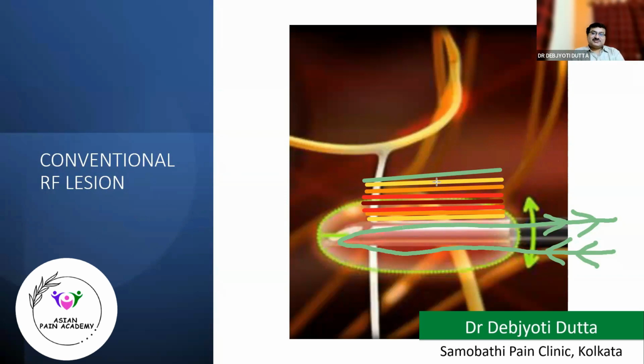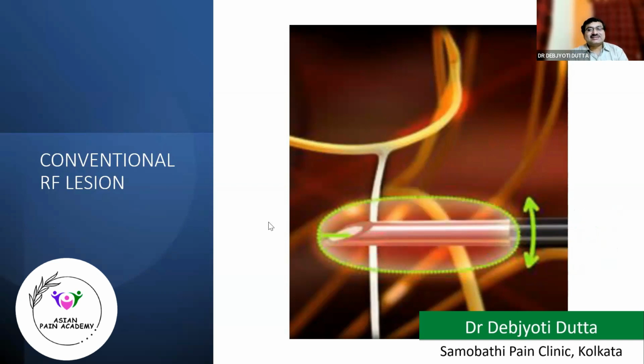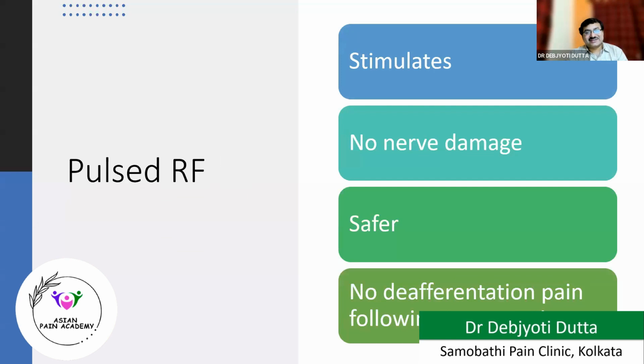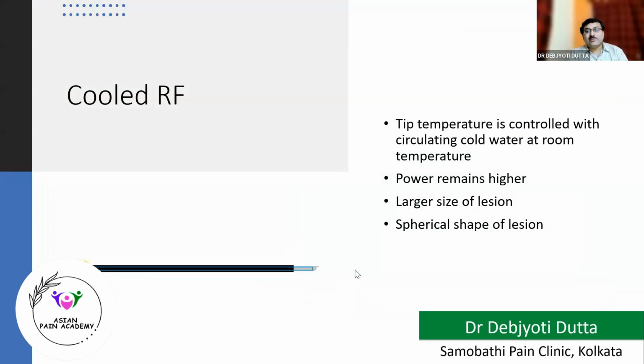You understood the concept? Just by flowing water close to the needle, we have achieved another goal: instead of increasing the temperature, we are able to keep the tip temperature low and form a different kind of equilibrium that is much larger compared to the lesion produced by conventional radio frequency. And this is known as the cooled radio frequency. So in cooled radio frequency, the tip temperature is kept around 60 degrees Celsius, not 80 degrees Celsius, because then this type of lesion will be formed.